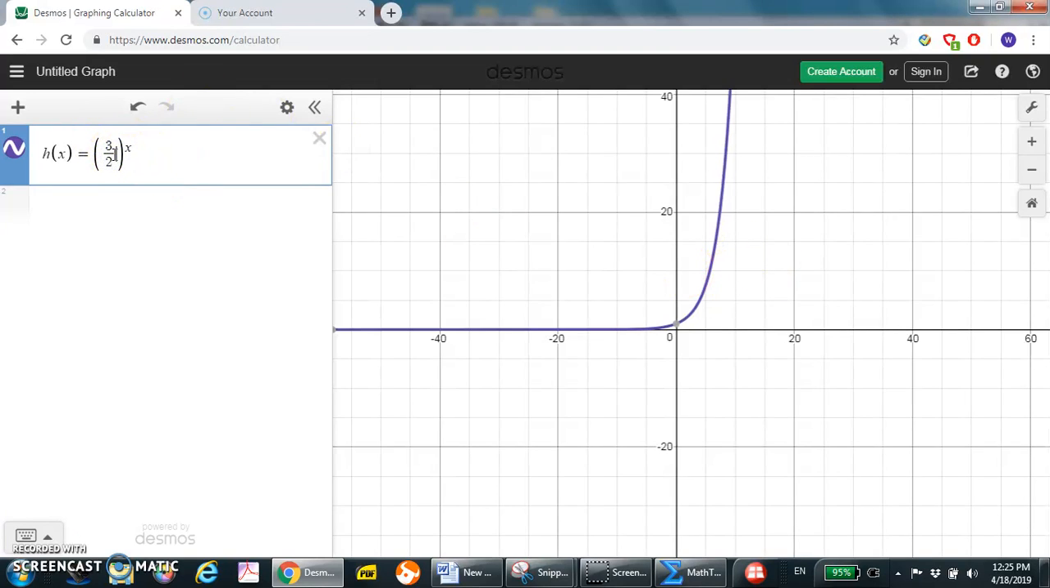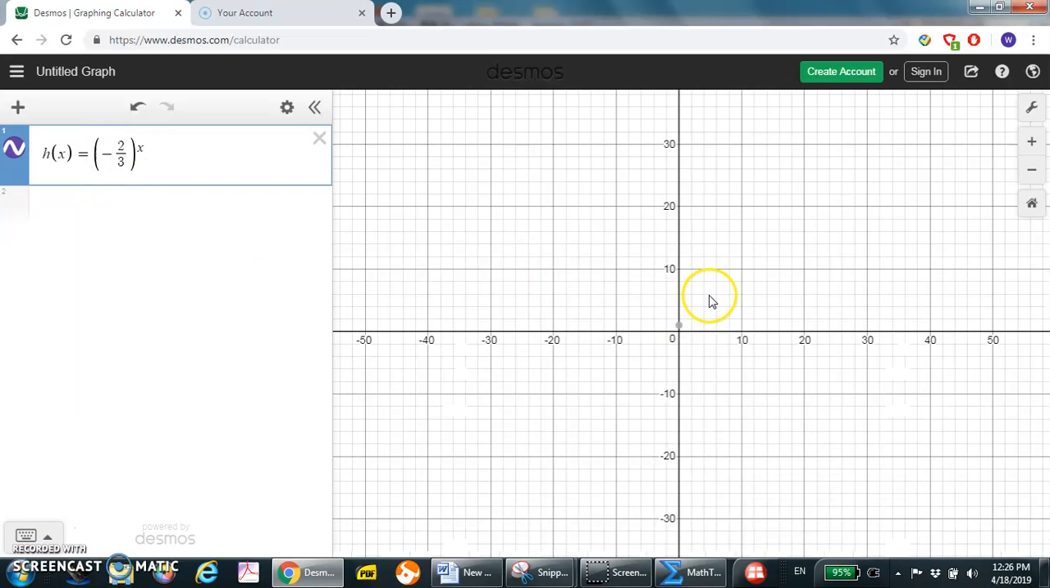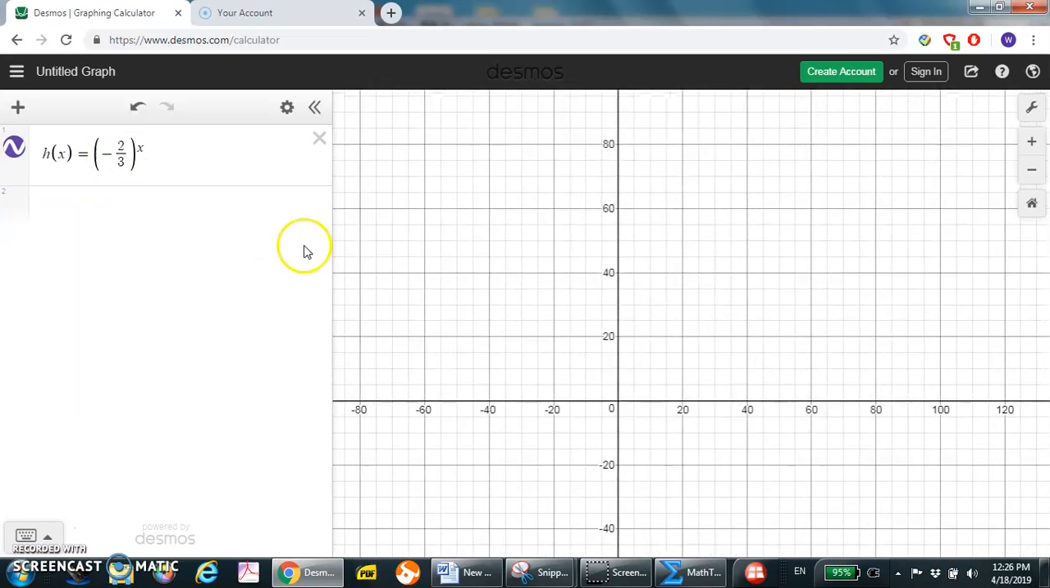But if I graph the function 2/3 to the x, this time the function will be a decreasing function because the base is less than 1. And you will see that if we try to have the base be a negative number, then we're not able to define the function, because for the exponential function, the base has to be positive.